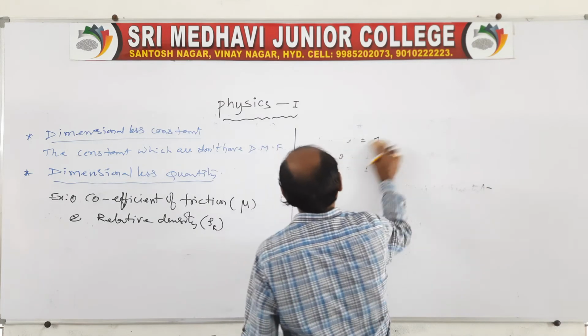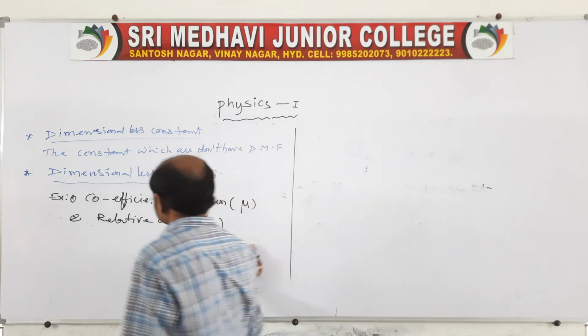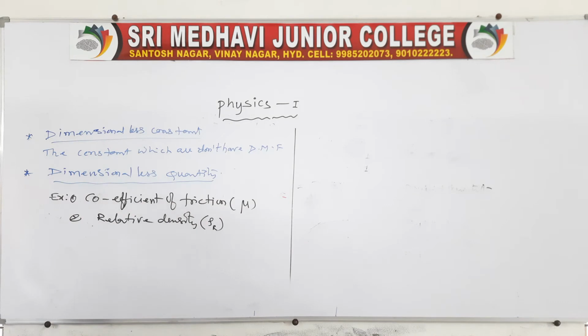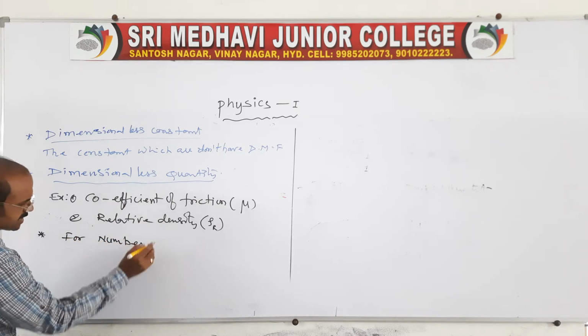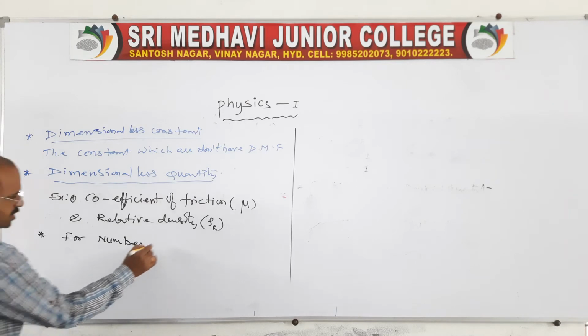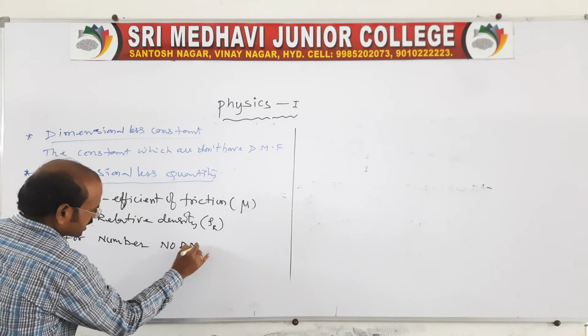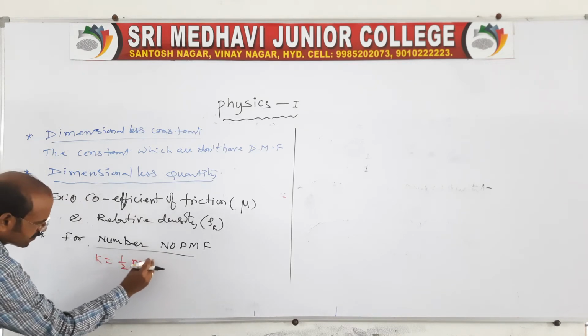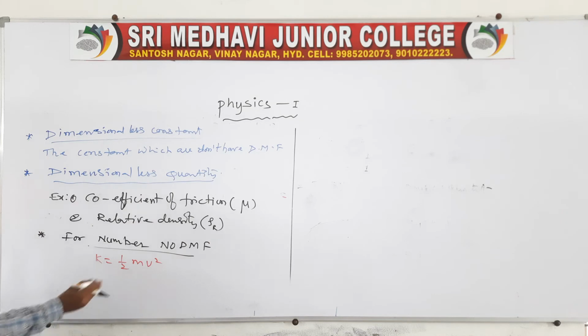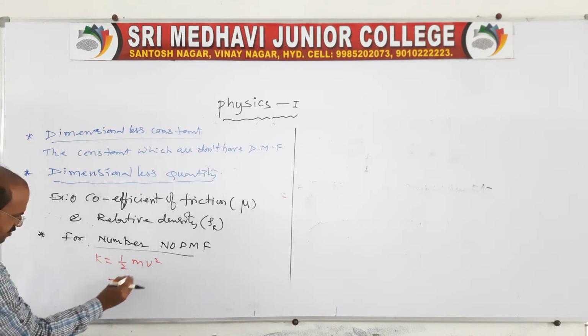As I told you very clearly in the previous class, a pure number also has no dimensional formula. Suppose in an equation there is a number. For a number, there is no dimensional formula. For example, take kinetic energy, which is half m v square. Here there is a number, so you leave the number, because for a number there is no dimensional formula.